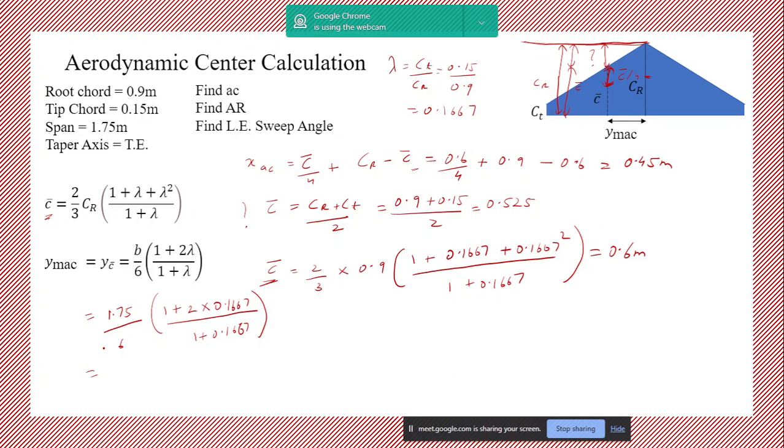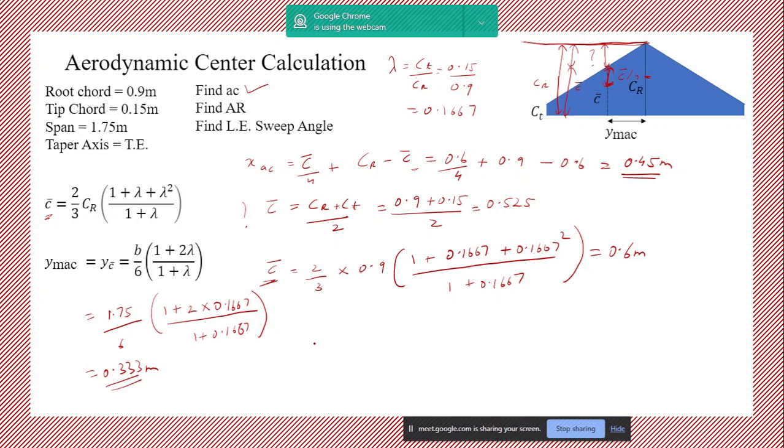What about the others? Are you also doing this? So when they ask aerodynamic center, you find out XAC and YAC. YAC is, what is the value? I'm just going to write it. Just see if the answers are matching. So that's 0.33 meters. So that gives you your AC.